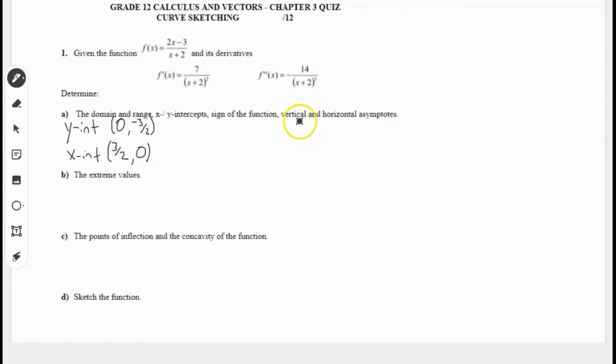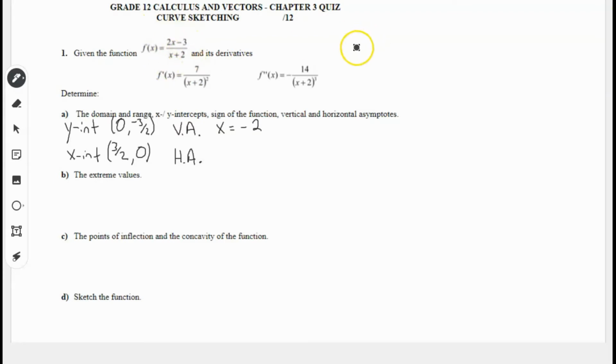All right, let's look for vertical and horizontal asymptotes. Vertical asymptotes, I'm just going to call VA. To find vertical asymptotes, you look at the denominator and when it's not going to be defined, or when the denominator equals 0, so the function is not defined. And that's going to happen when x equals negative 2. So when x equals negative 2, we have a vertical asymptote. Well, what about a horizontal asymptote? To find that, you're going to take the limit as x approaches infinity.